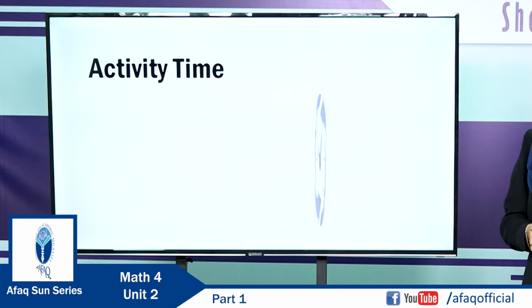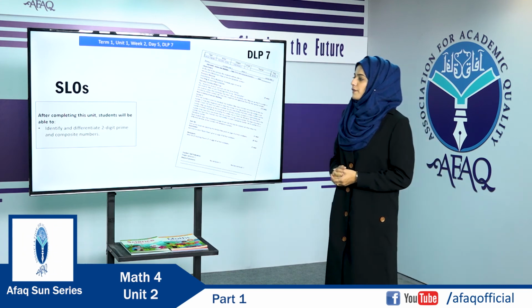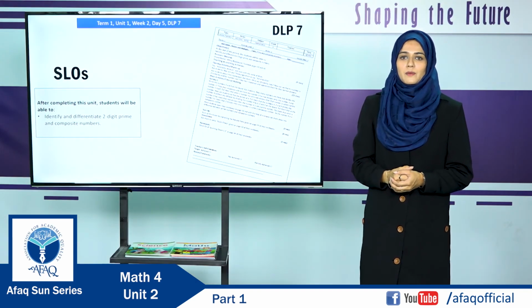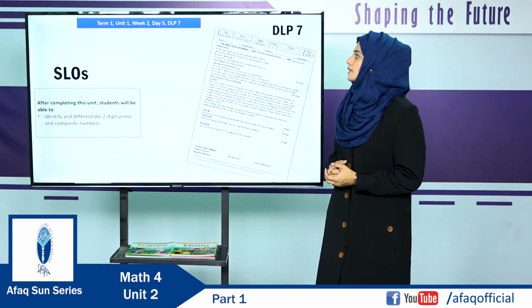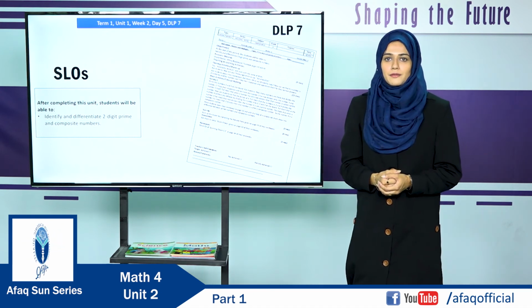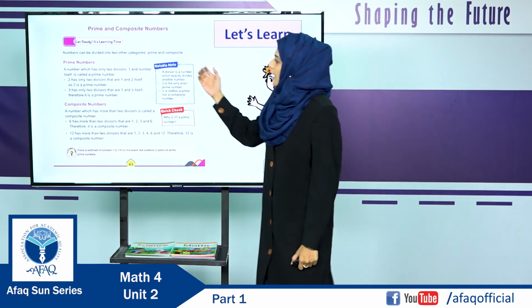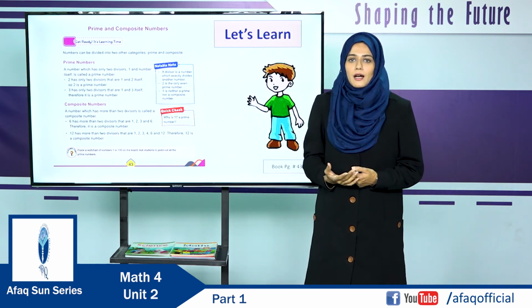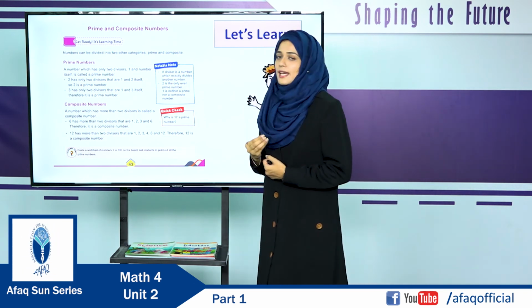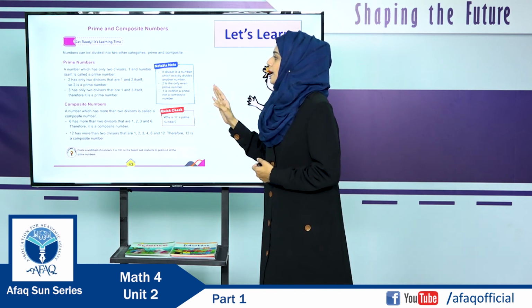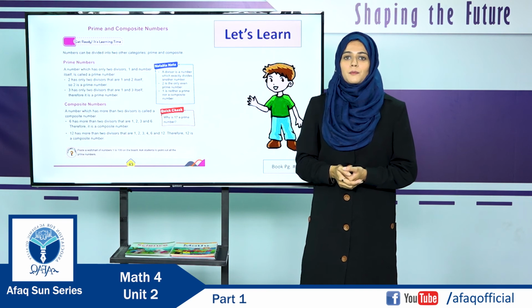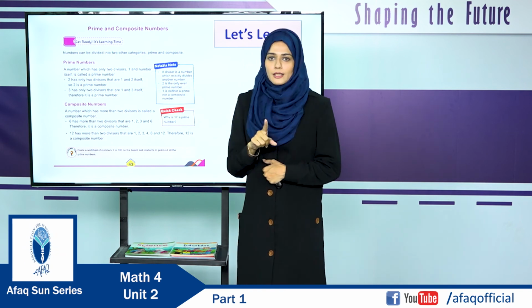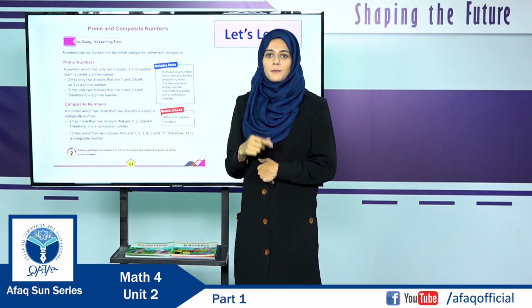It's an activity time. Let's see the other concept. In this, we are going to identify and differentiate two-digit prime numbers and composite numbers. To cover this, the methodology has been given in DLP 7, which falls in term 1, unit 1, week 2, day 5. On page number 43, we have two definitions. One is of prime number and one is of composite number. What are prime numbers? A number which has only two divisors, one and the number itself, is called a prime number. For example, 2, it has only two divisors, 1 and 2 itself, so it's a prime number.